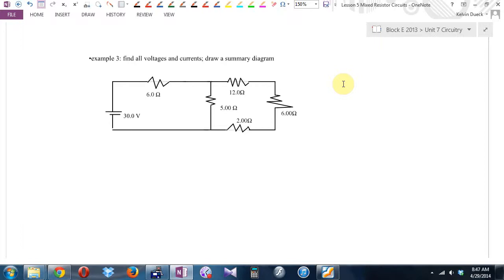Example 3. Find all voltages and current. It's solve the circuit. Okay. Did they tell me total current anywhere? Did they tell me any resistor with 2? If I knew that, this would fall apart. Okay, I'm going to have to rewrite this, getting the equivalent resistance.